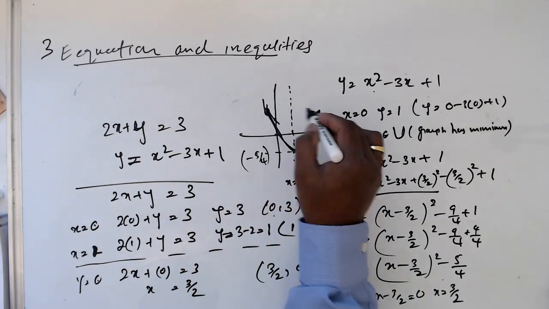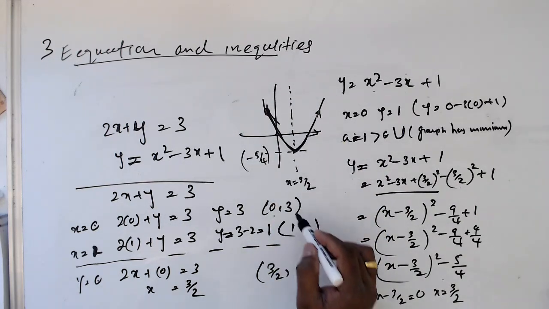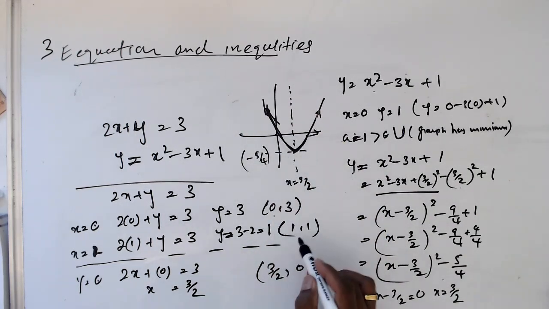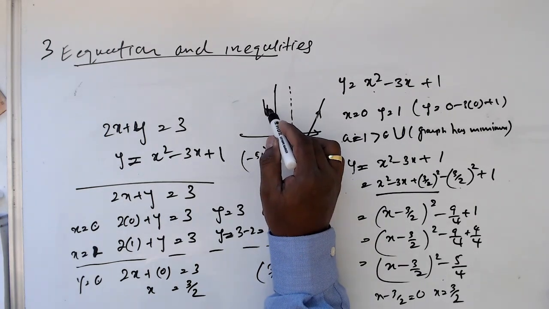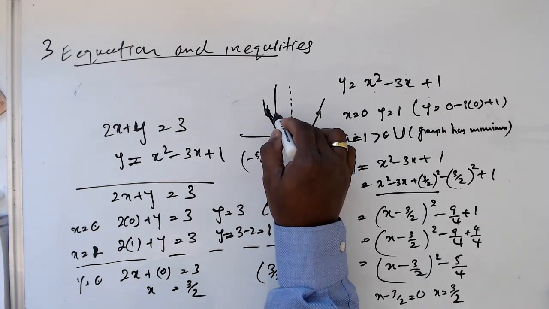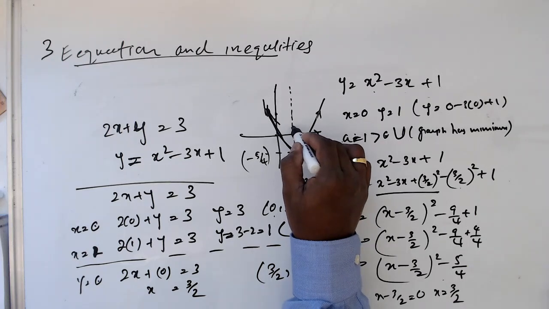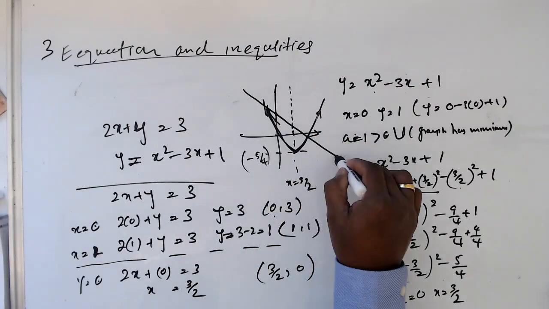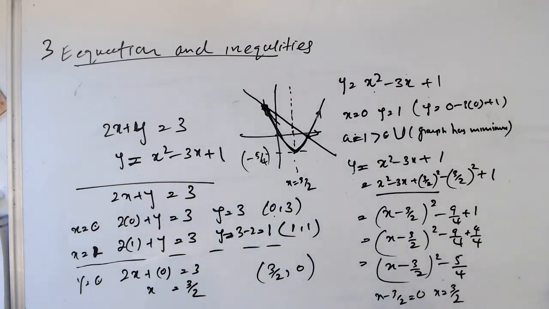And then (0, 3), I'm going to draw the line in this graph. (0, 3) somewhere here, and (1, 1) somewhere here. So I can draw this one. Those are the two intersection points when you draw properly.